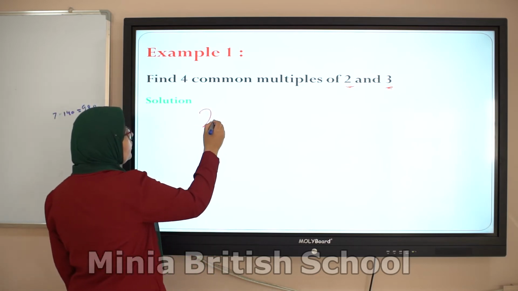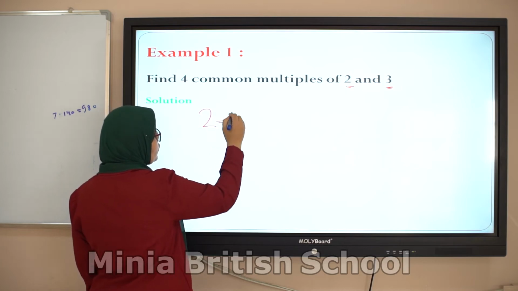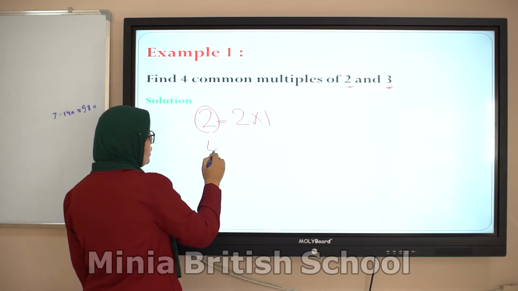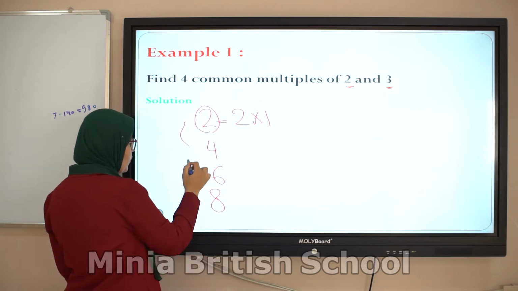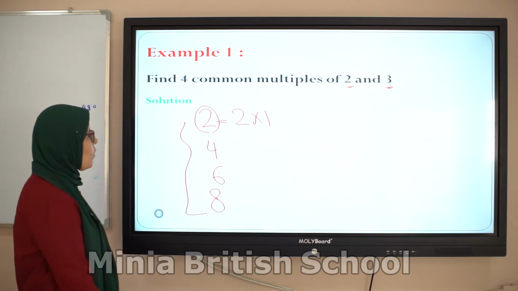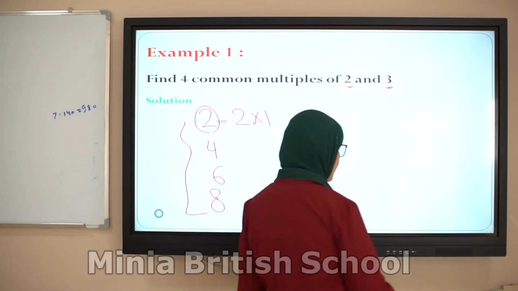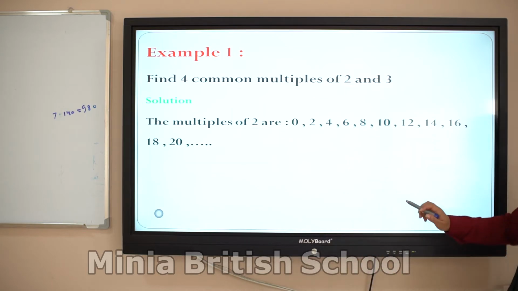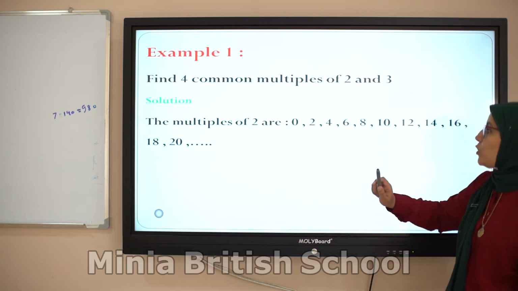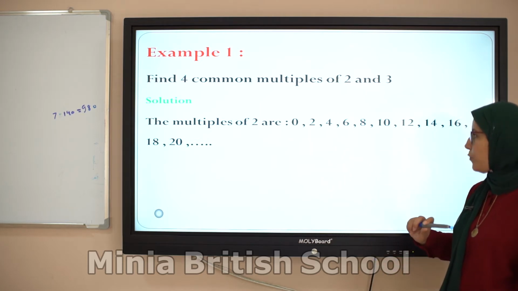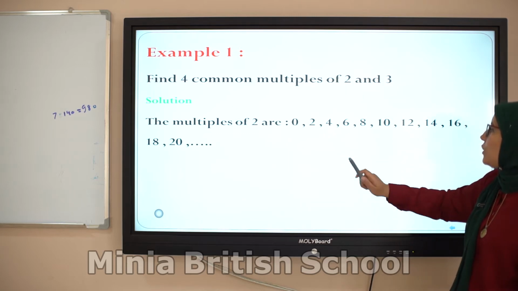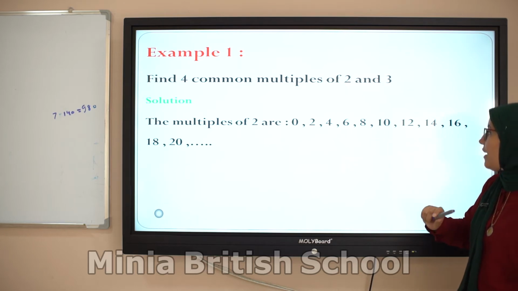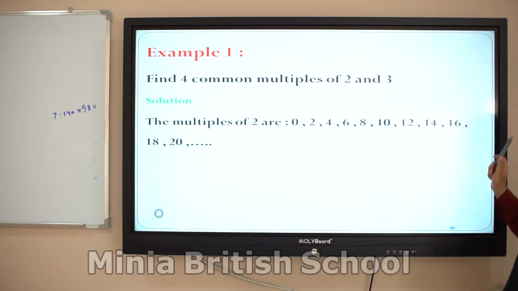Multiples of 2: 2 times 1 equals 2, and 4, and 6, and 8. All of these products are called multiples. So the multiples of 2 are: 0, because 2 times 0 gives 0. 2 times 1 gives 2. 2 times 2 gives 4. 2 times 3 gives 6. 2 times 4 gives 8. 2 times 5 gives 10, and so on.